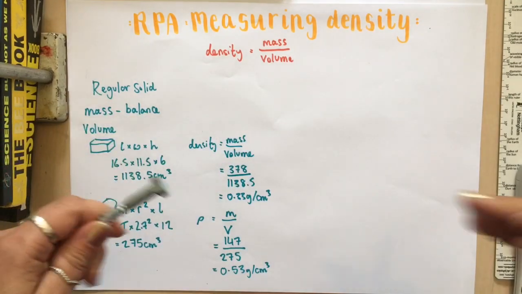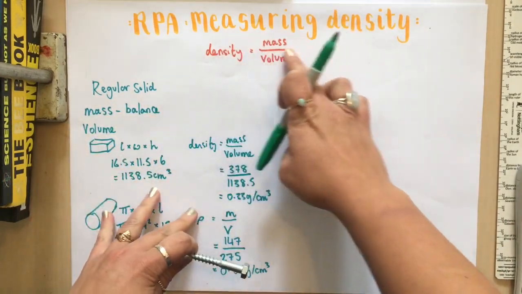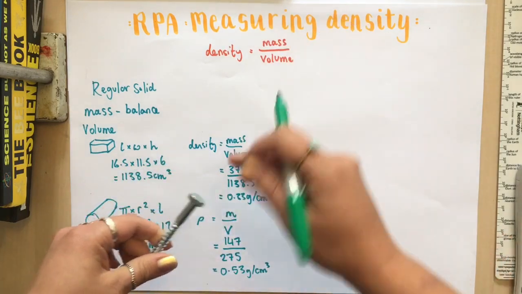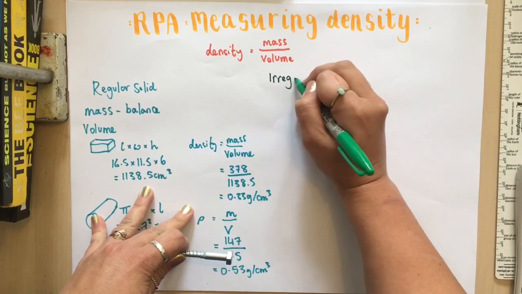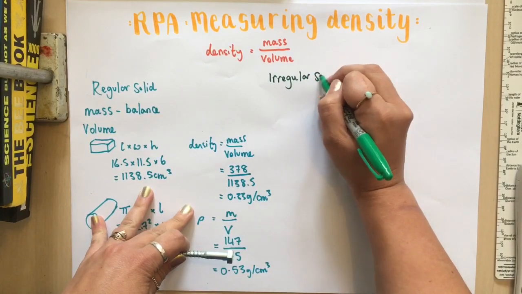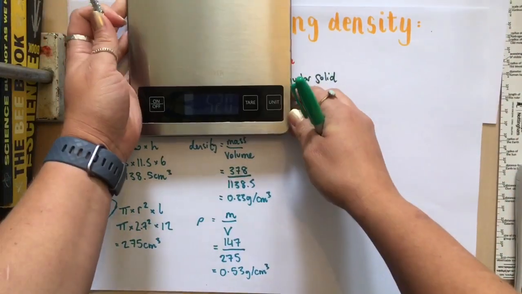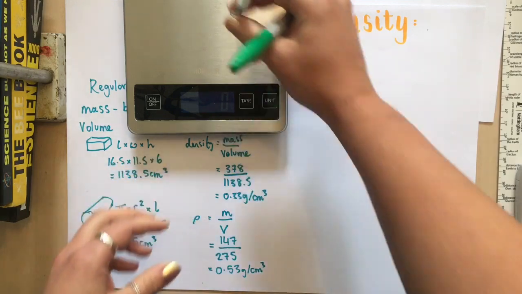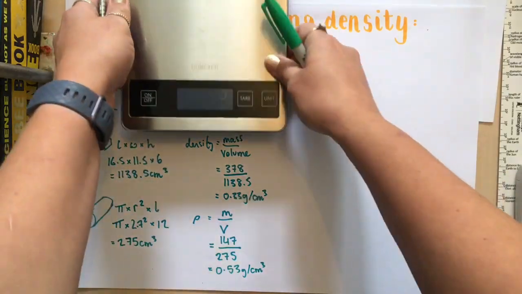So what we do is we're still going to use this equation. We're still going to find the mass and find the volume. We're just going to find the volume in a different way. So for an irregular solid, okay, let's do the easy part first. We'll measure the mass of the screw. So it's 25 grams.